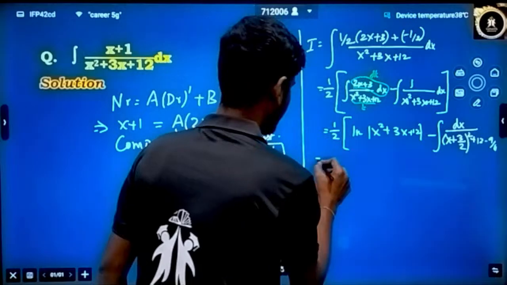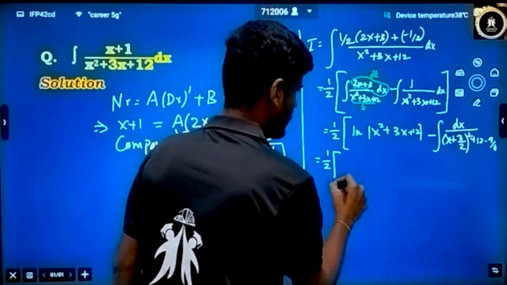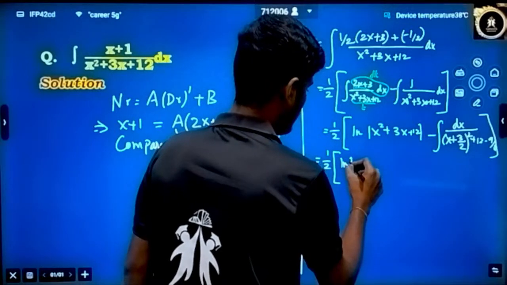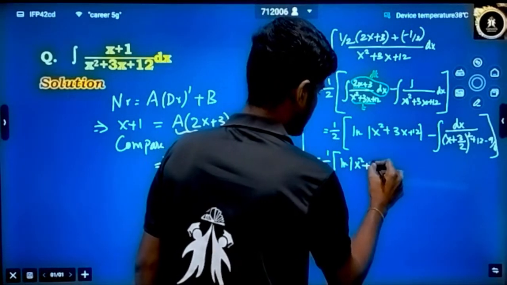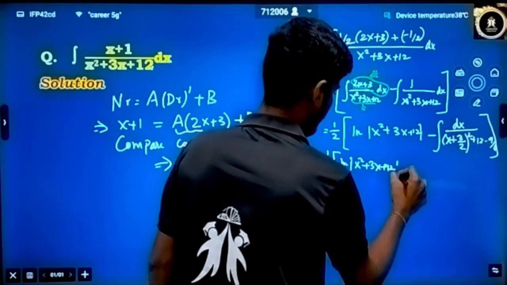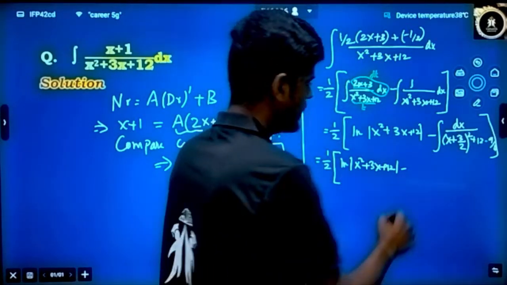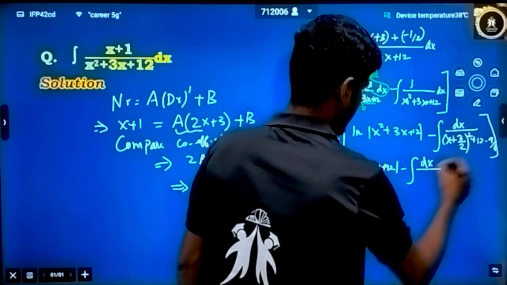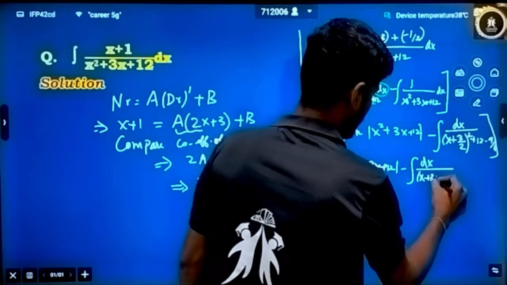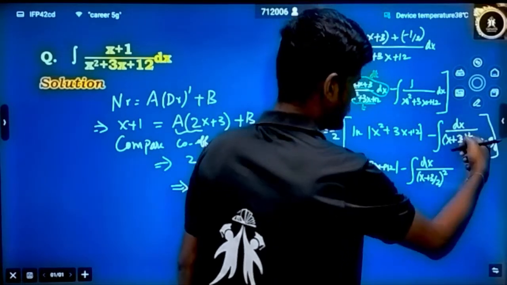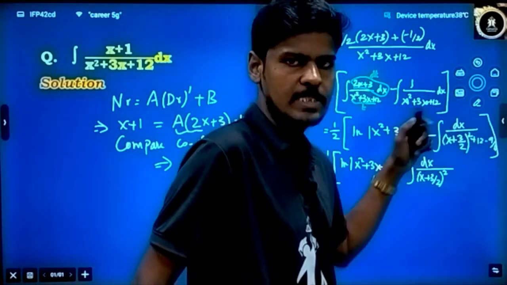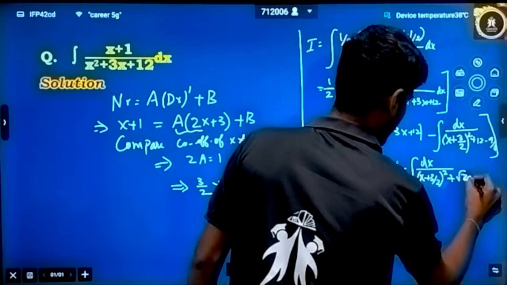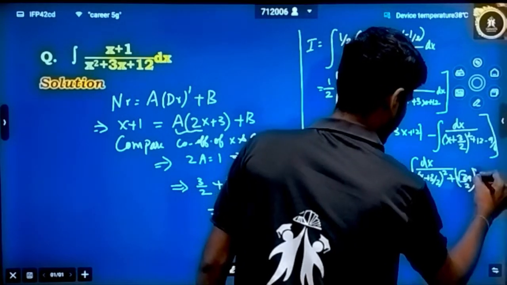So this will be equal to half of log mod x square plus 3x plus 12, minus the integral of dx by x plus 3 by 2 whole square. This will be 12 fours are 48 minus 9, 39. So this will be plus root 39 by 2 whole square.